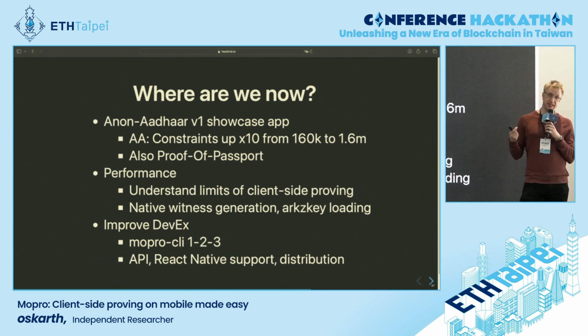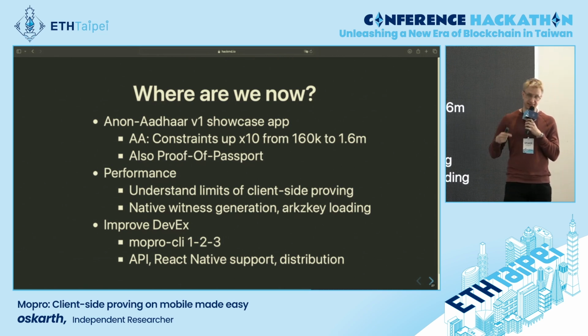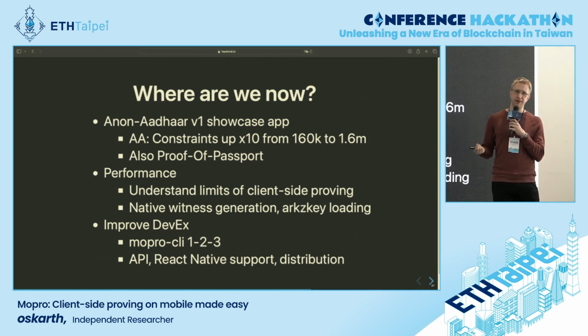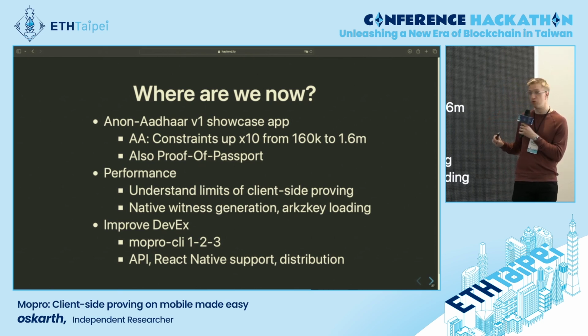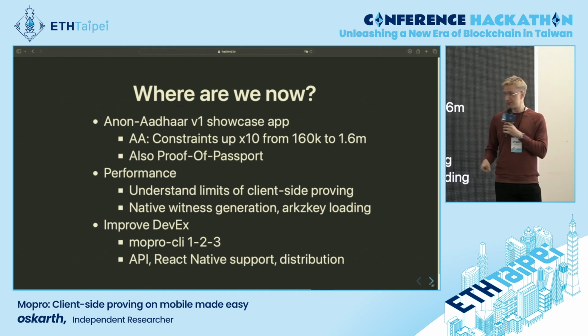What happened with Anadar is basically we did a POC late last year, and at that time the number of constraints was around 160,000. Now it's up to 1.6 million, maybe a little bit less, but it's still around 1 million or a bit above. And as you increase the number of constraints, you're obviously going to run into new problems.